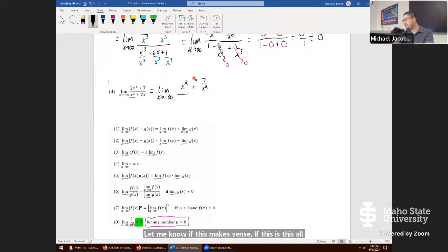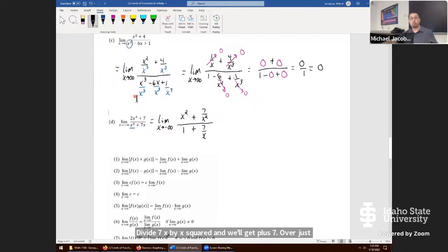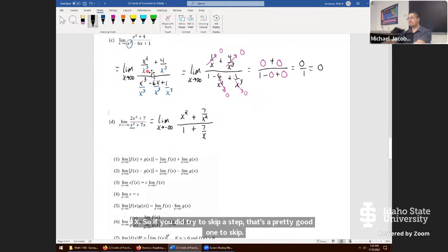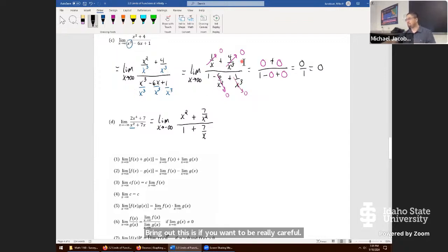Okay, let's do it again. Down below, we're dividing that x squared by x squared, so we would get a 1. Divide 7x by x squared, and we'll get plus 7 over just x. So if you did try to skip a step, that's a pretty good one to skip. Writing it out is if you want to be really careful, write in the division by x squared on them, and then it's much easier to simplify and be sure you got the right thing. But if you feel confident that you got it just by dividing and simplifying in one shot, that is okay when you're working out, say, quizzes on exams.